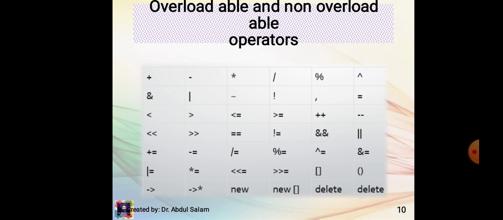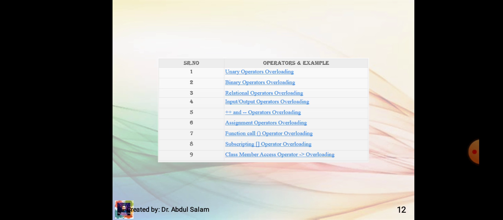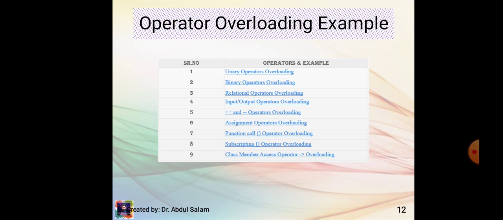Overloadable and non-overloadable operators. Following is the list of operators which can be overloaded. Following is the list of operators which cannot be overloaded. Operator overloading example. Here are various operator overloading examples to help you.